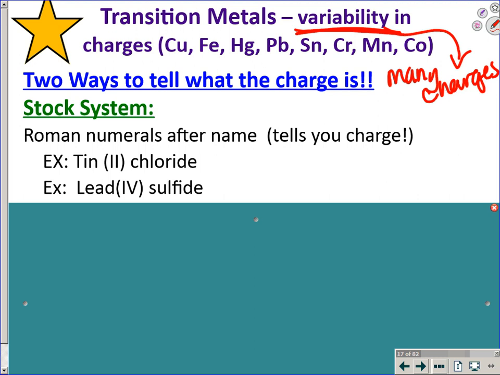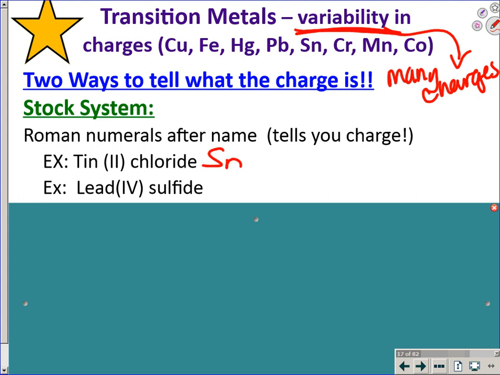So a Roman numeral is the way that I will communicate to you and you will communicate to me the charge of a transition metal. So I know tin, well tin is Sn, and Sn is a transition metal. Now, can you guys find the periodic table first for me? Is it actually in the transition metal block? No, it's past it, right? So it's in group 4. So that's actually called a post-transition metal, but it still acts as a transition metal. So we're going to kind of keep that in the same category.